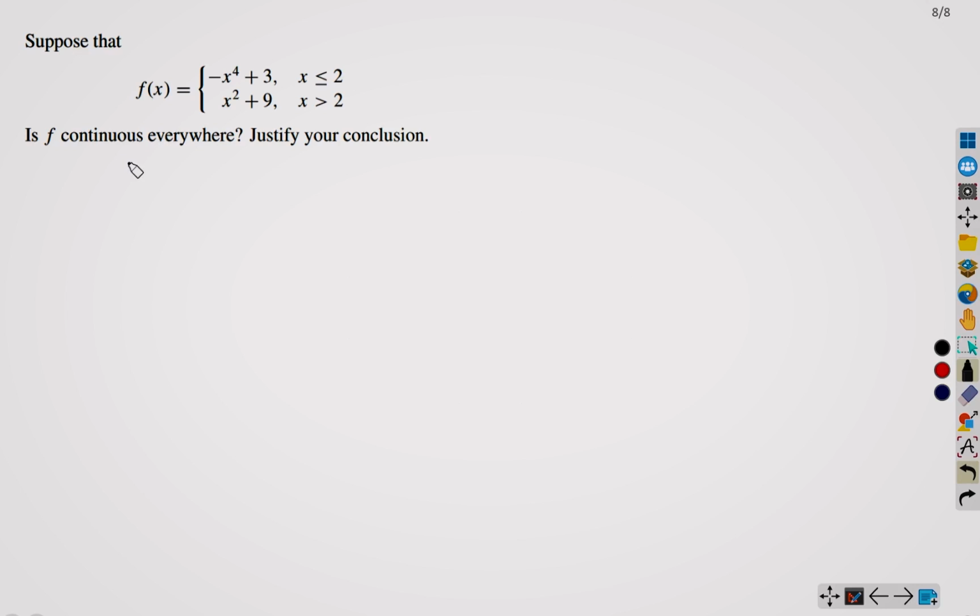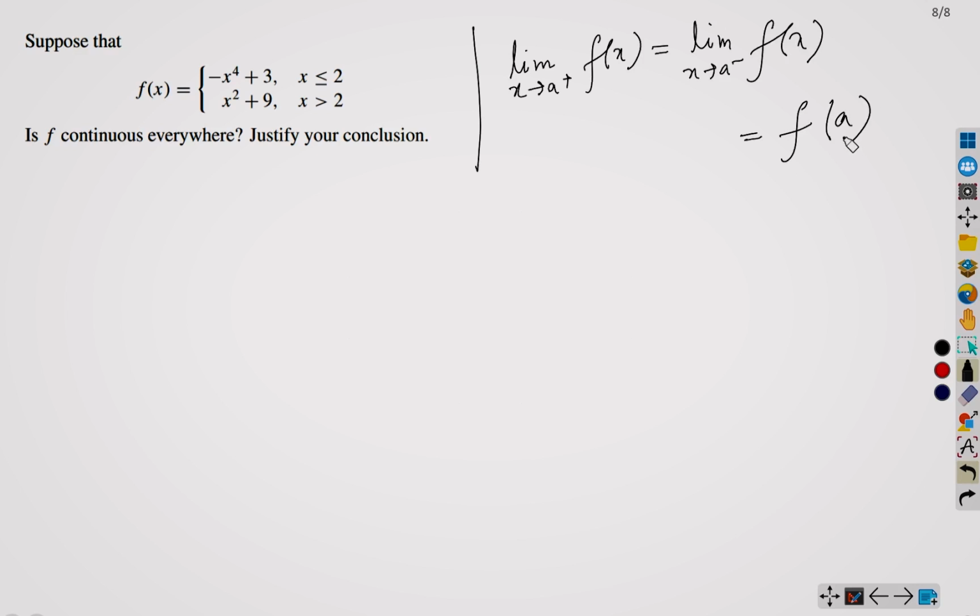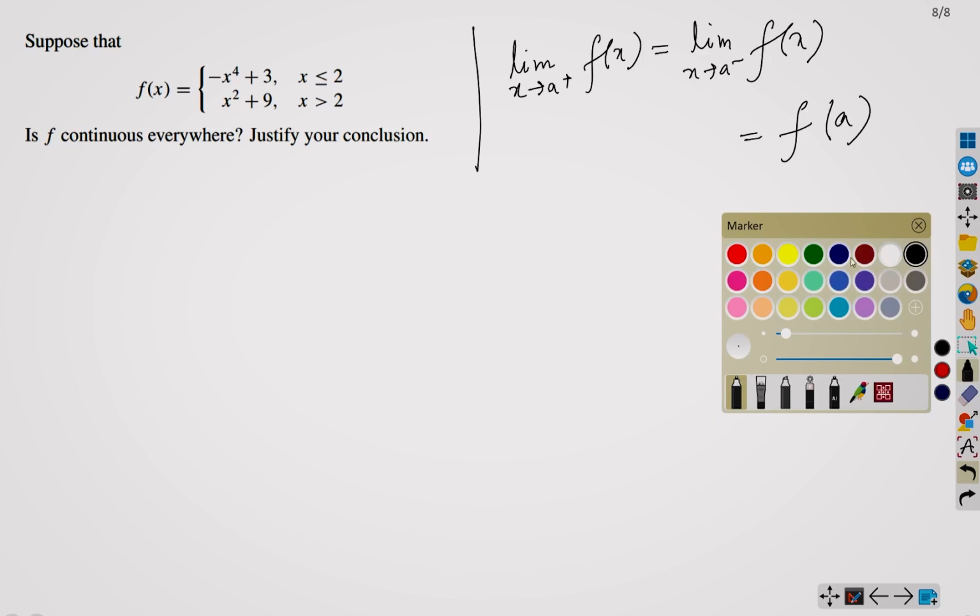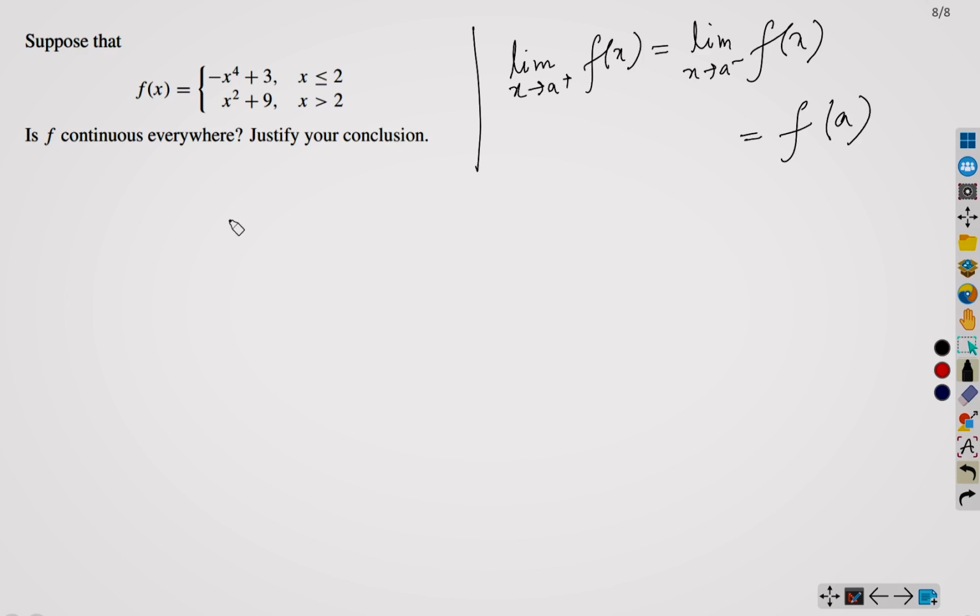Given a function in this way, a piecewise continuous function, we have to determine if the function is continuous everywhere. Now what is the definition of continuity? We will say a function is continuous at a point, let's say a, if and only if its right hand limit and its left hand limit exist. On top of that, the value at that point should also exist. These three expressions should exist, plus they need to be equal. So you have to check whether this is occurring here or not.